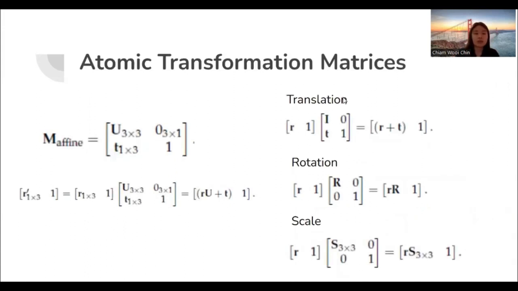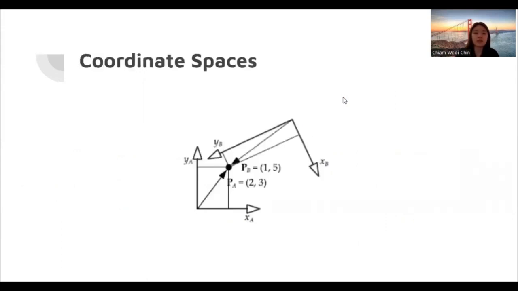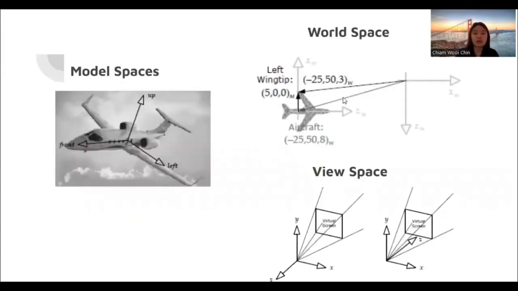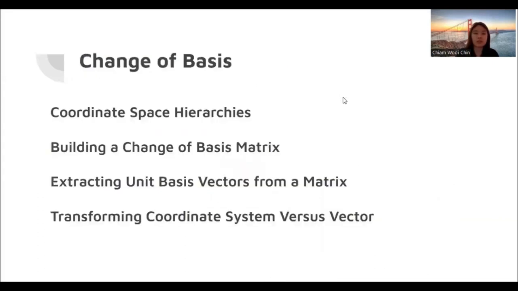An affine transformation matrix can be constructed by concatenating a sequence of 4 times 4 matrices that represent pure translation, rotation, and scale. In physics, a group of axes that represent a frame of reference is known as a coordinate frame, while in the game industry, this is also called a coordinate space or just space. There are 3 types of coordinate spaces, such as model space, world space, and view space.